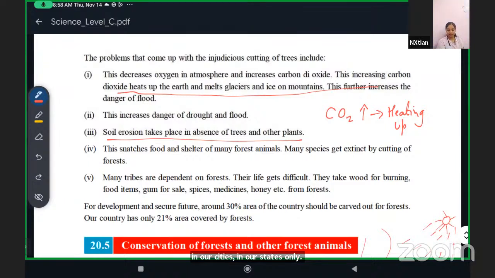Now, many tribes are dependent on forests. Their life gets difficult. They take wood for burning, food items, spices, medicines, honey, etc. from the forest. We talked about how there are some tribes which are living in the forest itself. If the forests are being cut down, then their shelter will be taken away from them. The wood that they use for their houses, the gum from the trees that they sell for their living, all of that will be taken away.